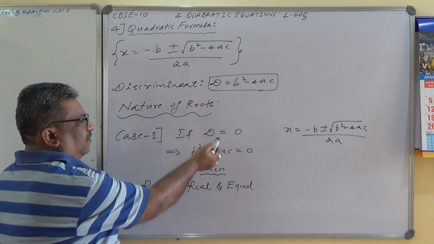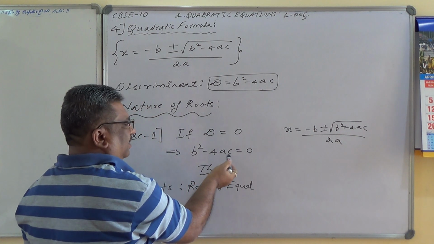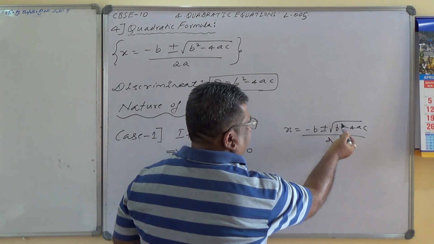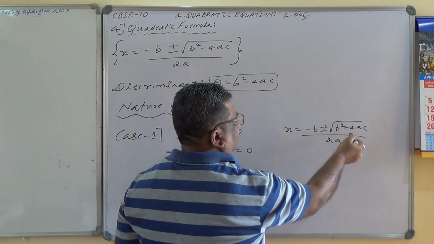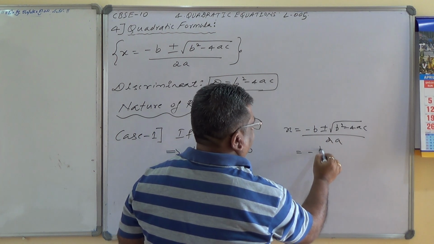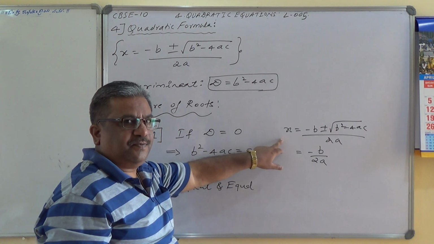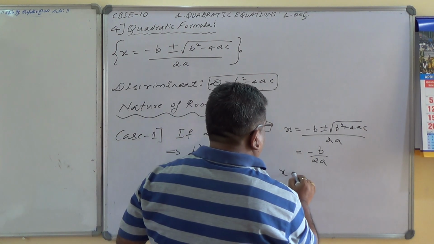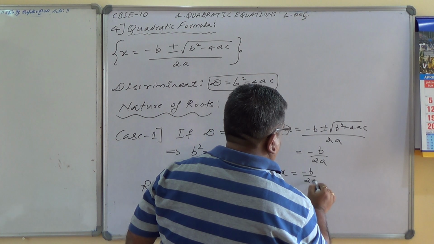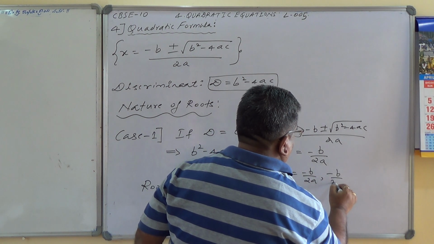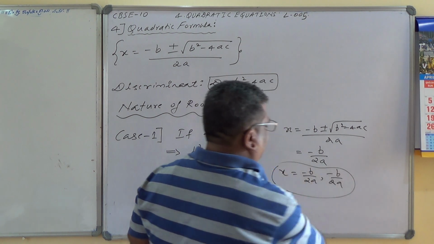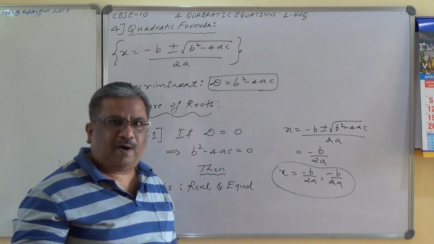If we obtain D equal to 0, or b square minus 4ac equals 0, then this entire part will be 0, under root of 0 will be 0, therefore minus b by 2a is the only root that exists for x. Therefore I will say x has minus b by 2a comma minus b by 2a, because there are two values which we should get in order to form the quadratic equation.